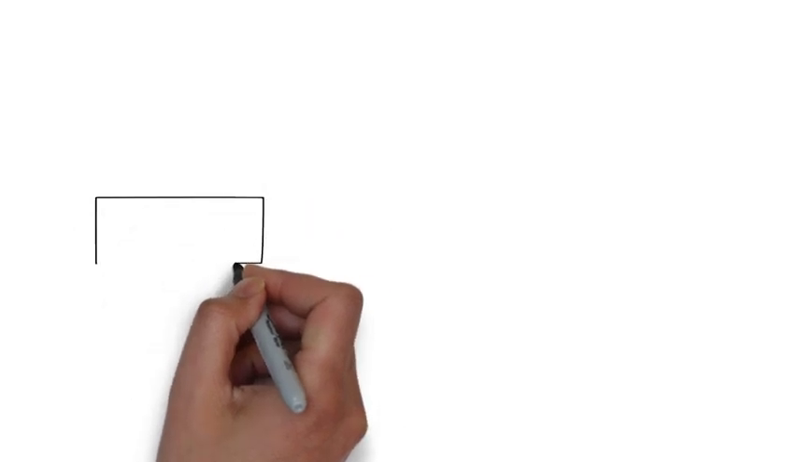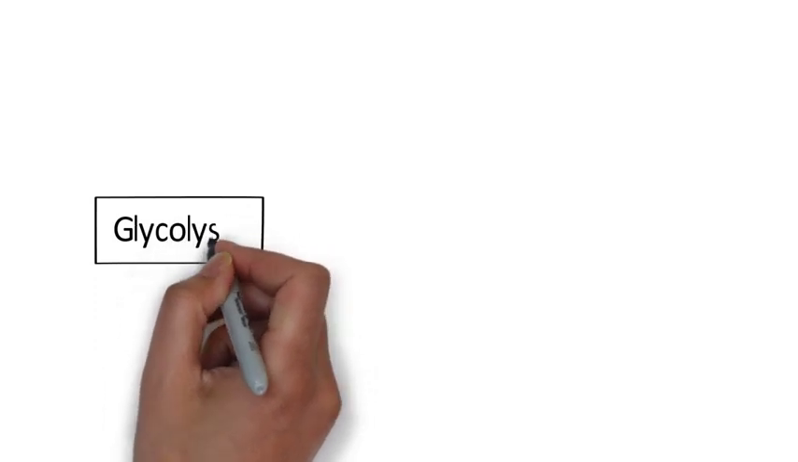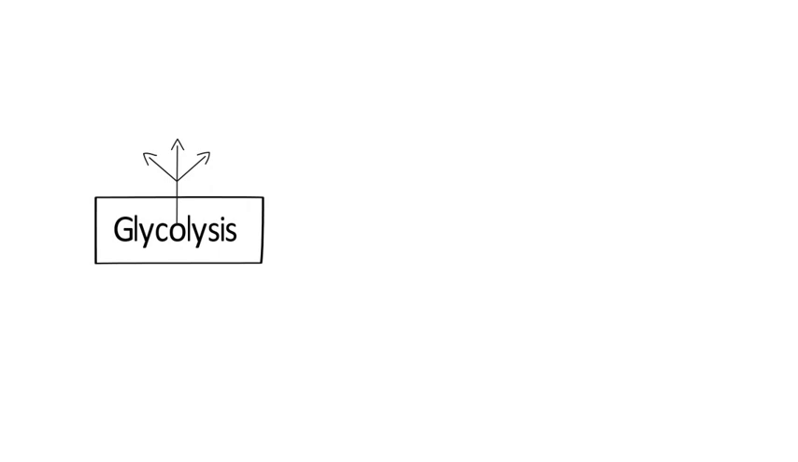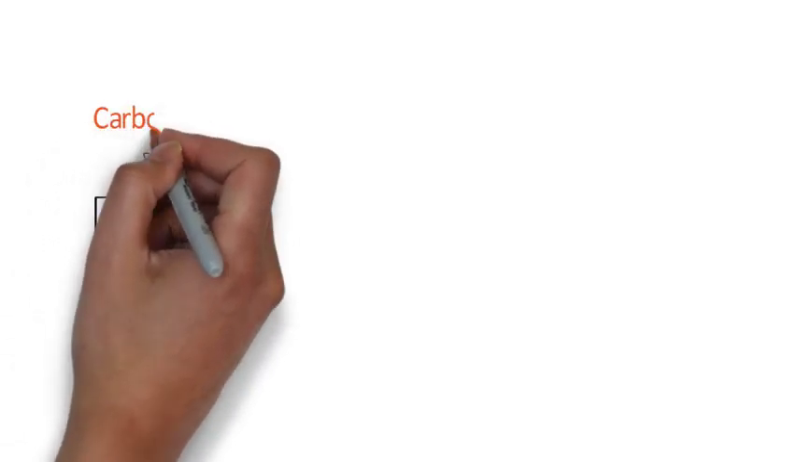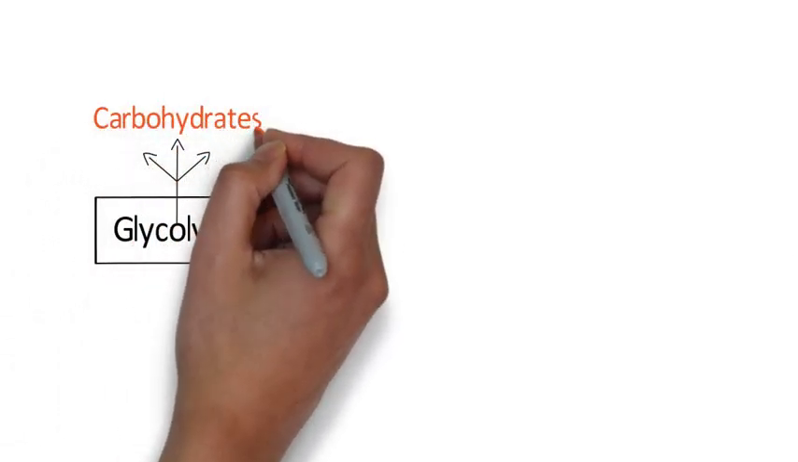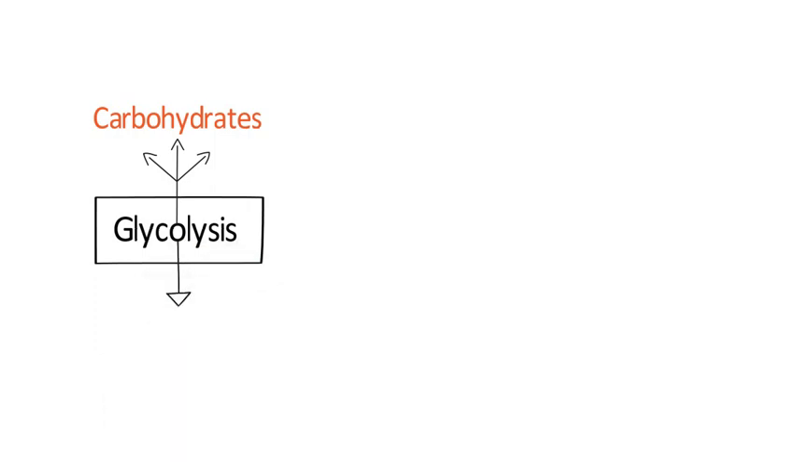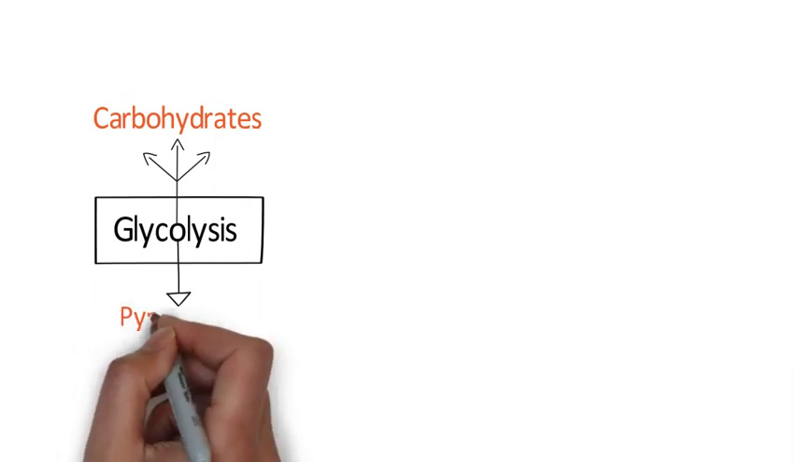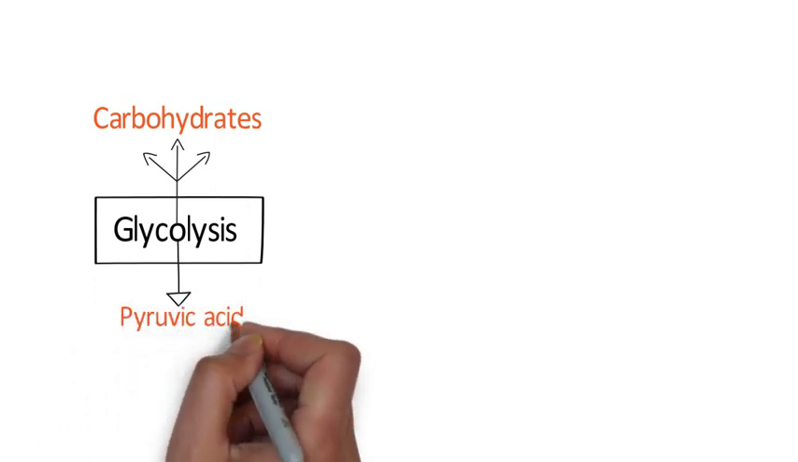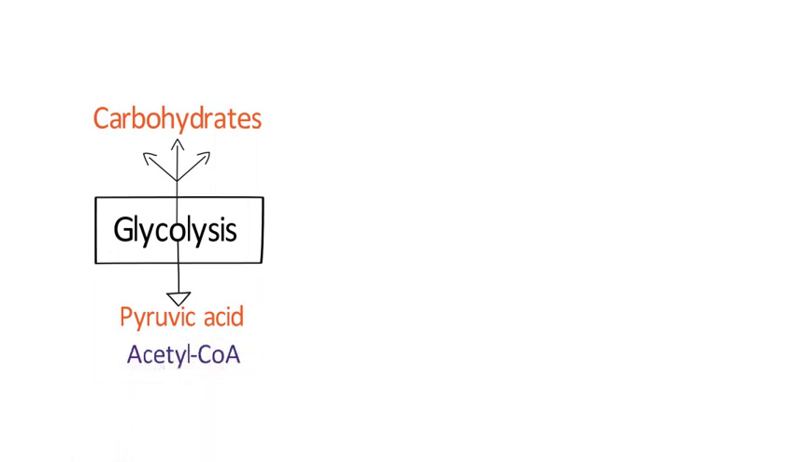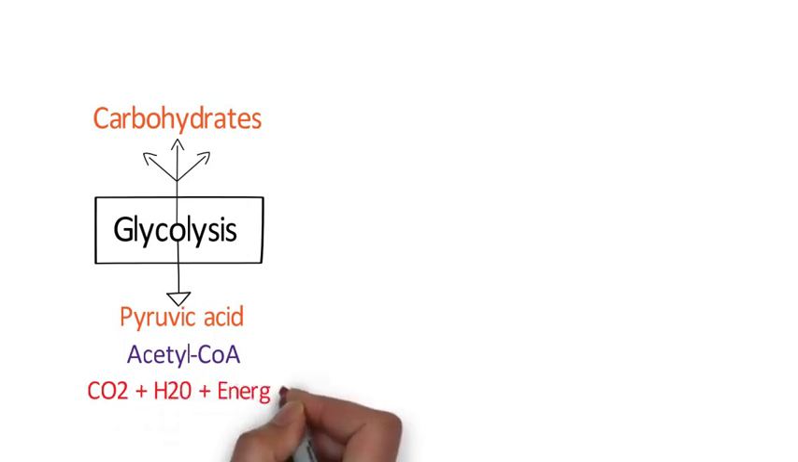So let us summarize what we have learned so far. We understood the process of glycolysis. So how does the process of glycolysis happen? It occurs when a carbohydrate molecule is taken inside the cell, and that carbohydrate molecule inside the cytoplasm is broken down into a single molecule of pyruvic acid, and that pyruvic acid is further broken down into acetyl coenzyme A, and then inside the mitochondria by the Krebs cycle it is converted into carbon dioxide, water and energy.